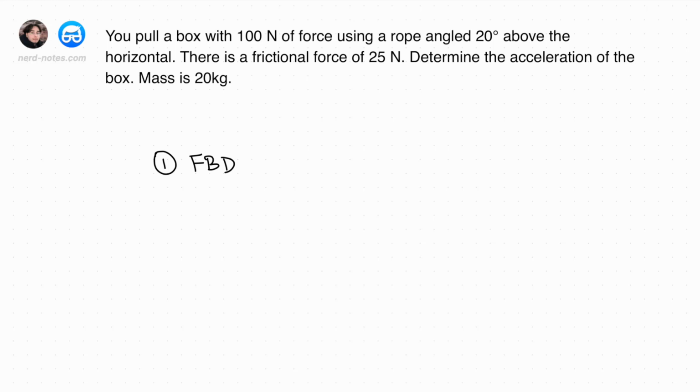So to draw the FBD, we're going to use a dot to represent the box, and on the box is, of course, the force of gravity that we call the weight of the box, that I like writing as mg. The second thing I want to draw is, of course, the rope, right? The rope is a tension force, and it's at an angle of 20 degrees above the horizontal. This is the horizontal, and so 20 degrees above that is going to be the tension force, okay, just like that. And notice how I'm not putting any numbers.